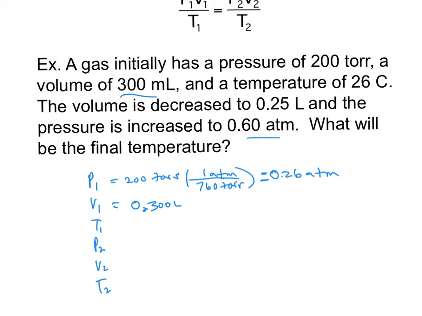This is not a study of significant figures here. We don't know if there's a decimal point there or not, so let's just not worry about that. T1 is 26 degrees C, and you're going to have to add 273 to it to get your Kelvin temperature, which is going to be 299 Kelvin. Then you have P2. P2 is going to be 0.60 atmospheres, V2 is 0.25 liters, and what will be the final temperature? That's what we're looking for.